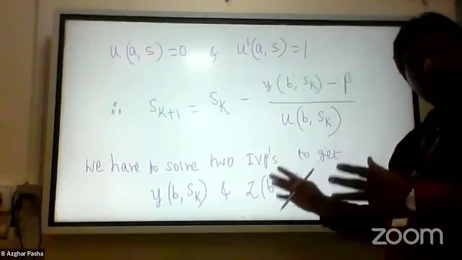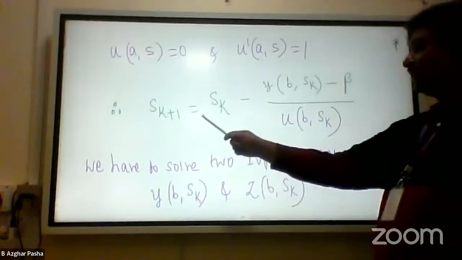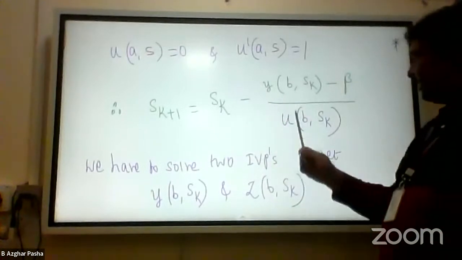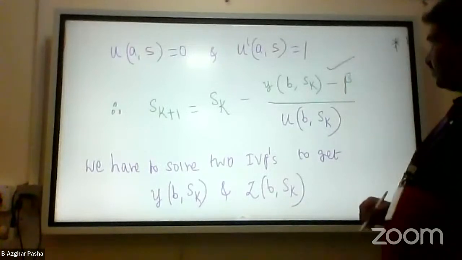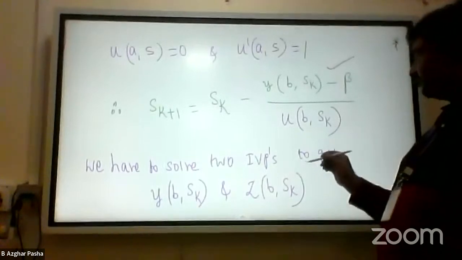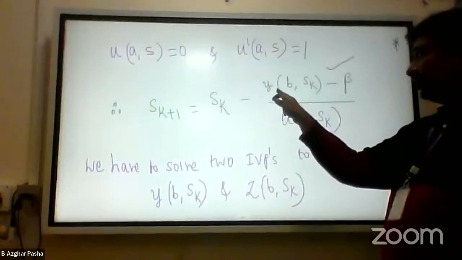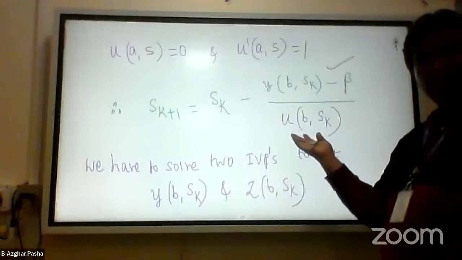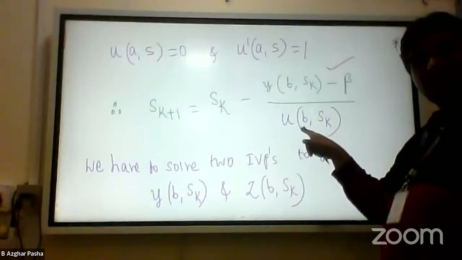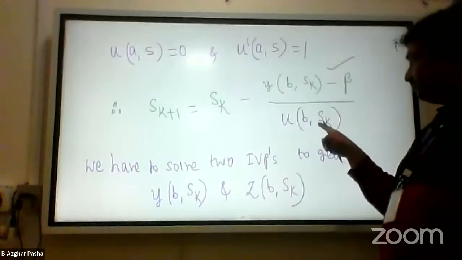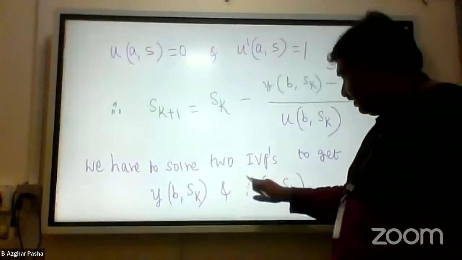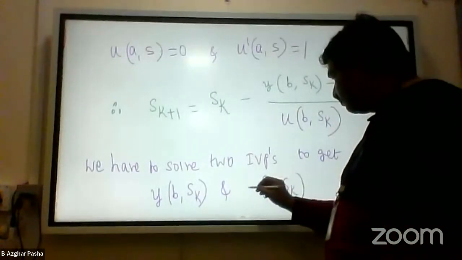Okay, I have two initial value problems. s_{k+1}, I am improving the value of s_k. s_{k+1} is equal to s_k minus, numerator is y of b comma s_k minus beta, and the denominator is dou y by dou s, its derivative. This is the Newton-Raphson method now: f of s by f dash of s. F dash, I am calling it u. So this is the equation. We have to solve two initial value problems to get y and u.